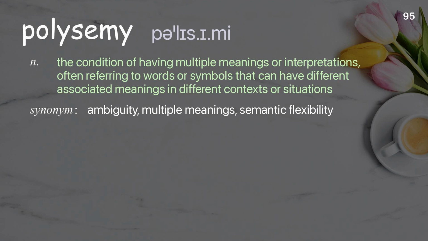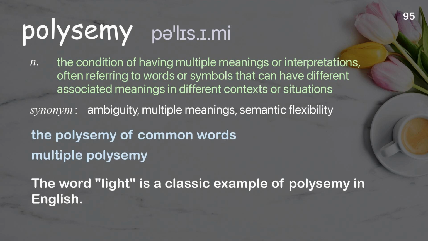Polysemy. The condition of having multiple meanings or interpretations, often referring to words or symbols that can have different associated meanings in different contexts or situations. Examples: The polysemy of common words. Multiple polysemy. The word light is a classic example of polysemy in English.